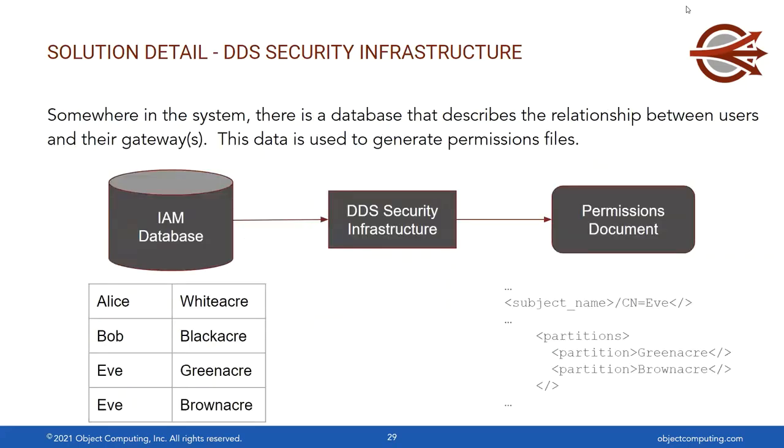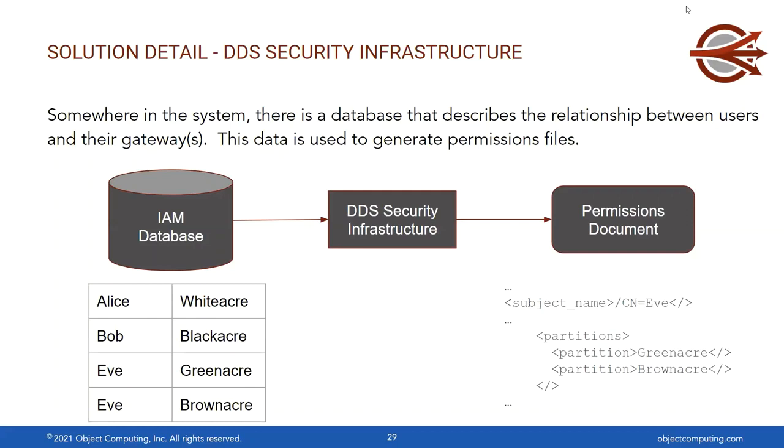Let's move on. So somewhere in the system, there's a database that describes the relationship between users and their gateways. And I mentioned this within the partitions before. So Alice owns Whiteacre, Bob owns Blackacre, Eve has Greenacre and Brownacre. So somewhere in your IAM database, your identity and access management database, those relationships exist. The DDS security infrastructure brings those out and makes that available in the permissions document so that each participant gets an appropriate permissions document that allows them to interact with the systems that they want.